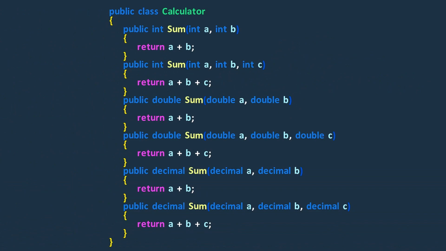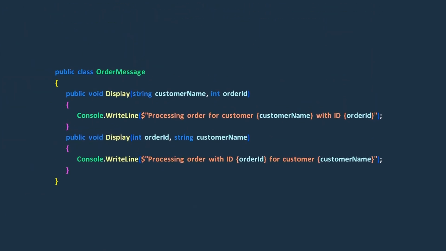Alright. Based on what we discussed, there are 3 key rules for using method overloading in C#. Rule 1. Methods must have the same name. For example, here, all our methods are named sum. Rule 2. The parameters must differ in number, type, or order. Here, the sum methods vary in the number and type of parameters. And the display methods have the same number and type but different order.